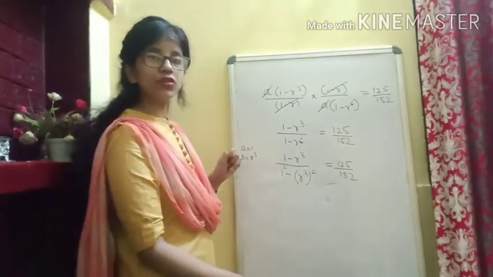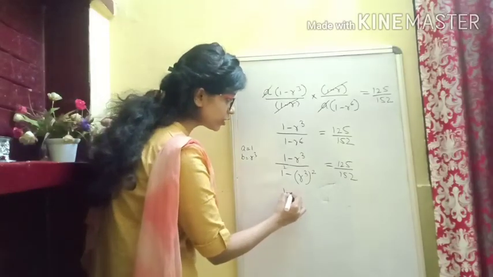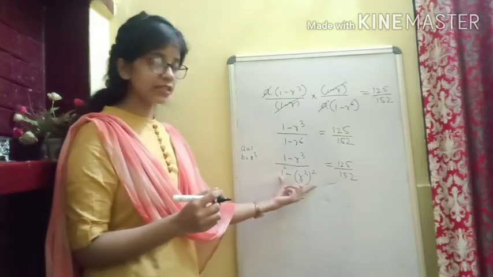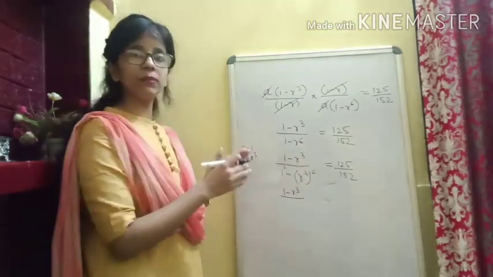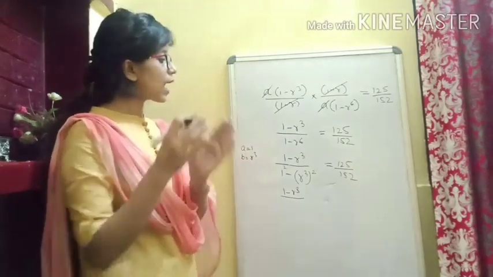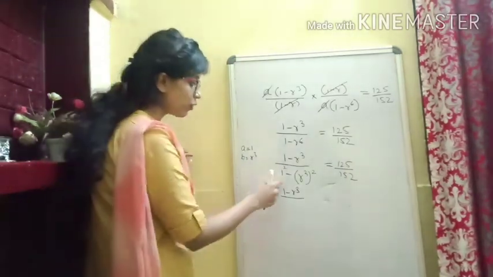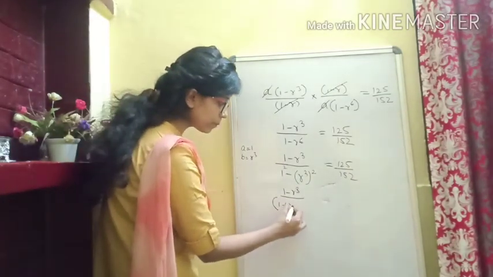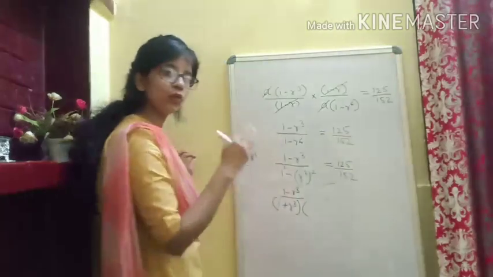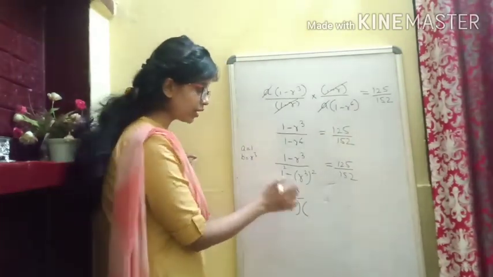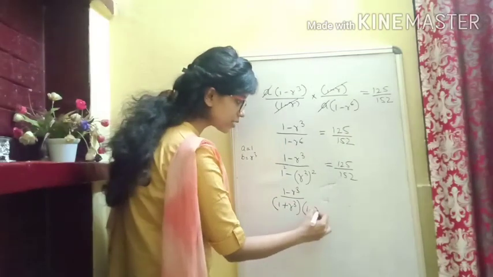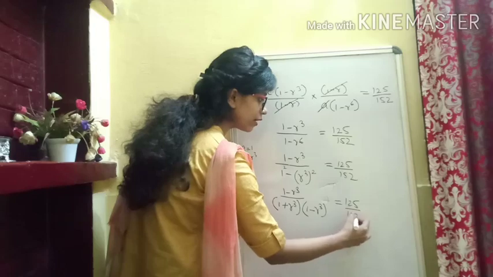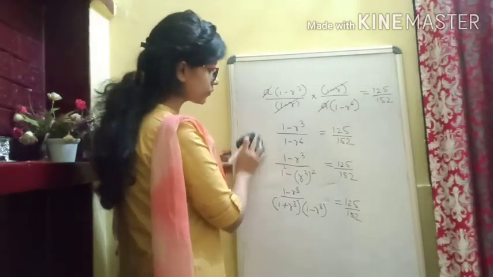So in the denominator I am going to apply the identity. Numerator is going to be like that, r to the power 3. Denominator, if you apply the identity, a square minus b square will be in one bracket a plus b, another bracket a minus b. So what is your a? It is 1 plus b. What is your b? r to the power 3. Another bracket 1 minus b. What is your a? 1, and b is r to the power 3, equals 125 upon 152. Is it clear? Now you all see.